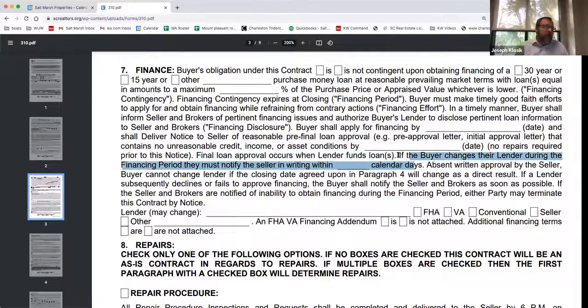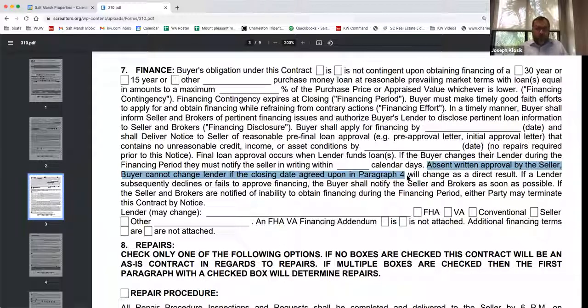Next part, if buyer changes their lender during the financing period, which technically is before this second date, they must notify the seller in writing within blank calendar days. I would put 3, no more than, to give them the weekend. So they have to notify the seller as soon as they change a lender. They're required to do so. Here's an important part. Absent written approval by the seller, the buyer cannot change their lender if by doing so, it changes the closing date in paragraph 4.